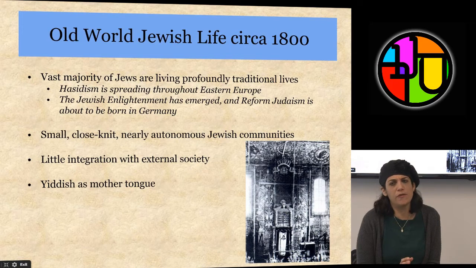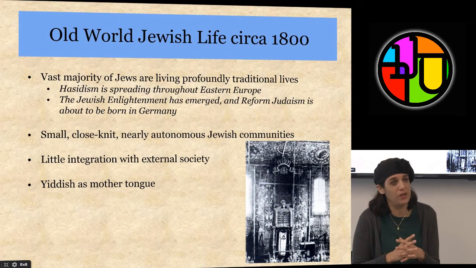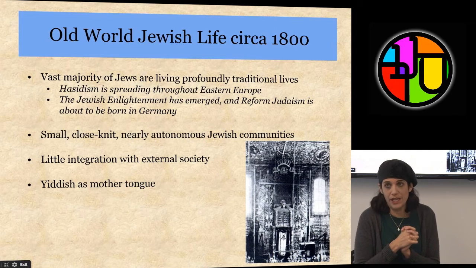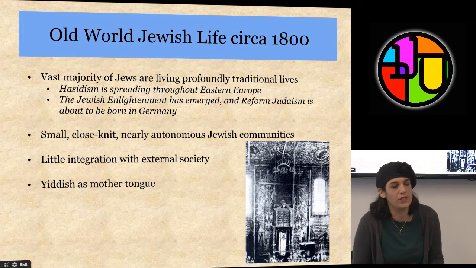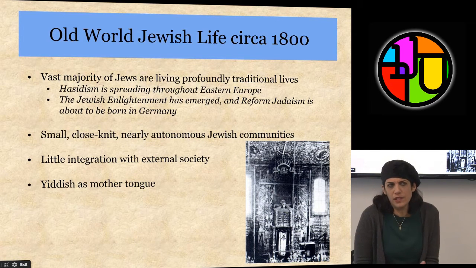But really, for the most part, we're talking about those teeny little Jewish communities with 300 or fewer people, and these people are profoundly, profoundly traditional. They're living in small communities, very close-knit, and they're pretty much autonomous. Before the Jews are emancipated in Central Europe, and they don't get emancipated till the 20th century in Eastern Europe, when the Russian Revolution happens, they basically govern themselves.